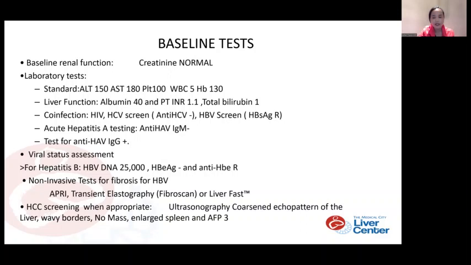And on the ultrasound, it was noted that the patient had signs of liver cirrhosis, coarse echo pattern of the liver, waving liver borders, no mass, so no overt sign of a liver tumor, and a normal alpha fetoprotein, which is the tumor marker for liver cancer.